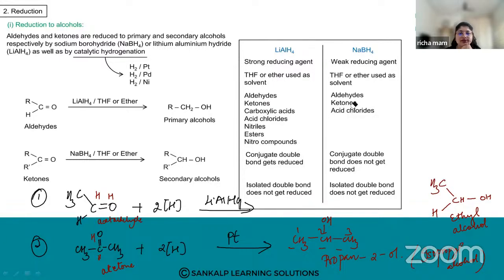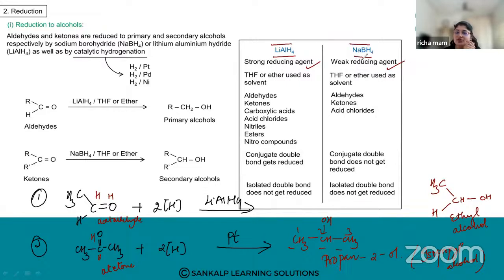So this is with respect to reduction to alcohols. When we do reduction on a carbonyl group, we get alcohols. If you have an aldehyde, you get a primary alcohol. If you have a ketone, you get a secondary alcohol. Why do we use lithium aluminum hydride and sodium borohydride? Lithium aluminum hydride is a strong reducing agent. Sodium borohydride is a weak reducing agent.